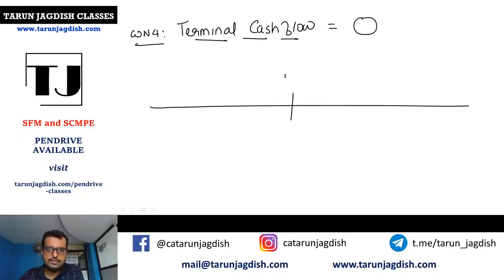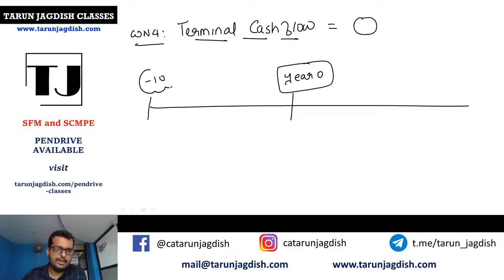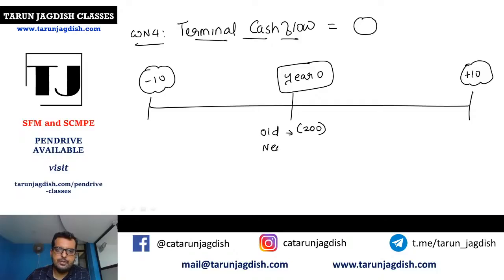Let's take this as year 0. I will call this year minus 10. And this one I'll call year plus 10. Year 0, old bond, I am making a repayment of minus 200. New bond, I am receiving 200. My net cash inflow becomes 0. Am I right?